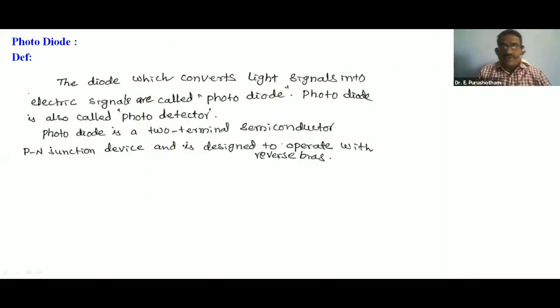The diode which converts light signals into electrical signals is called a photodiode. What is a photodiode? The diode which converts light signals into electrical signals is called a photodiode. Photodiode is also called photodetector. Already I explained. So a photodiode is a two-terminal semiconductor PN junction device and is designed to operate with reverse bias.